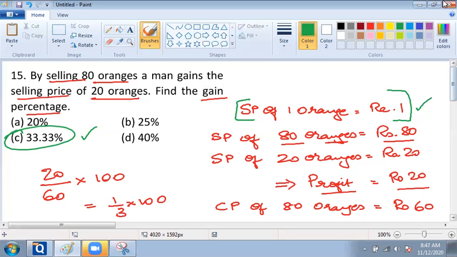All right. So either way around, for the 15th question, option C, 33.33 percentage will be the answer.